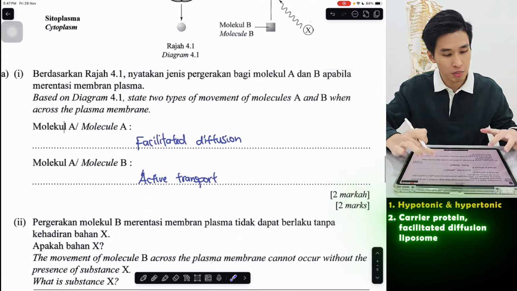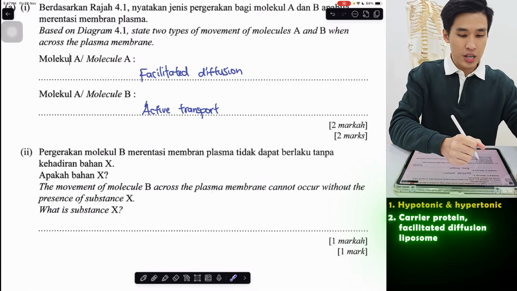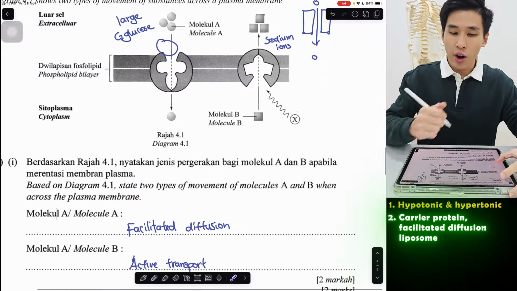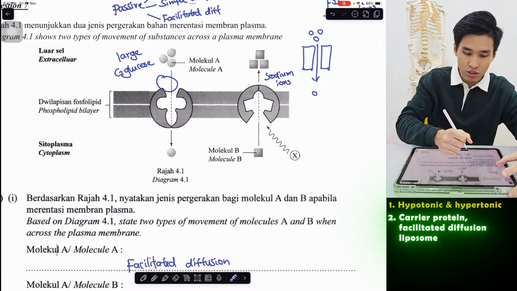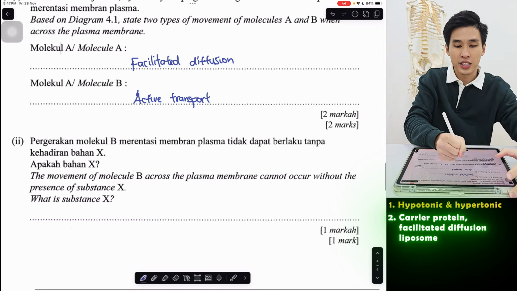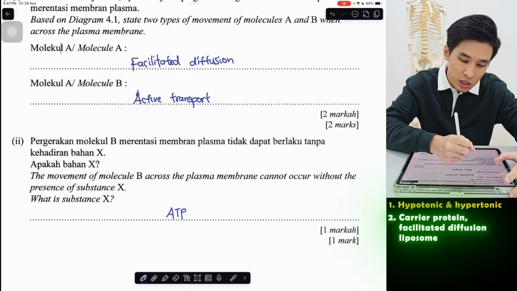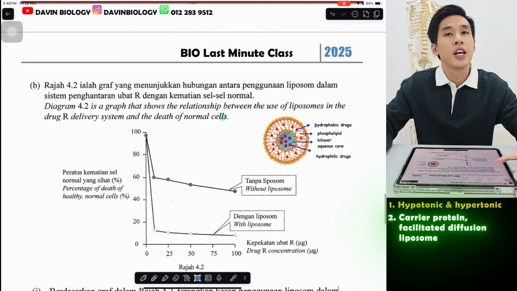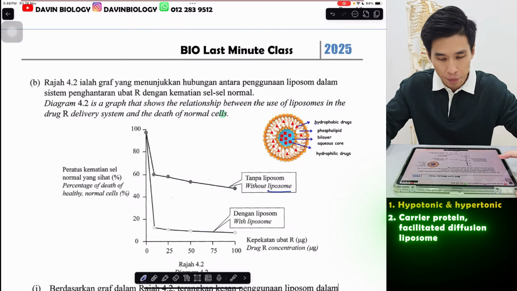The next question, very simple. They ask, the movement of molecule B across the plasma membrane cannot occur without the presence of substance X. What is X? For active transport, they need what? They need energy. But X is not called energy. X is a type of molecule that provides energy. It's called ATP, adenosine triphosphate. But ATP is acceptable. Okay, for the next question, they're asking about something called the liposome.